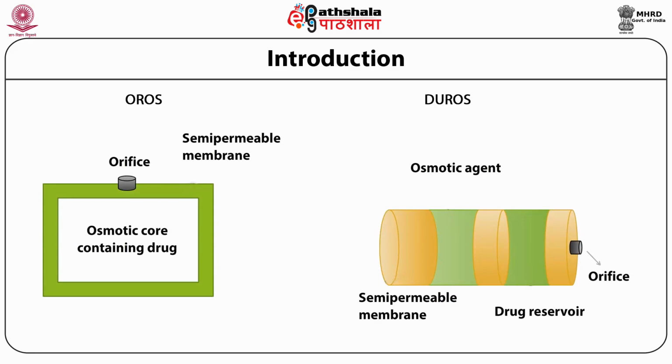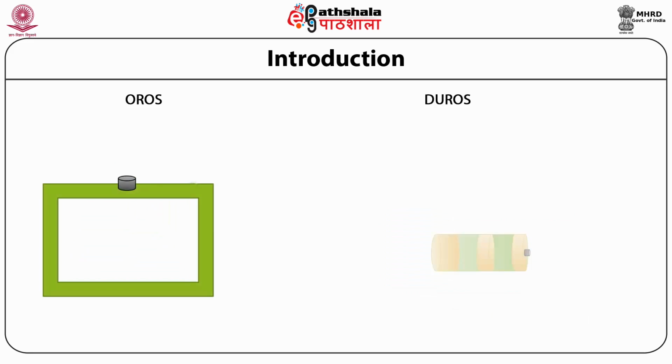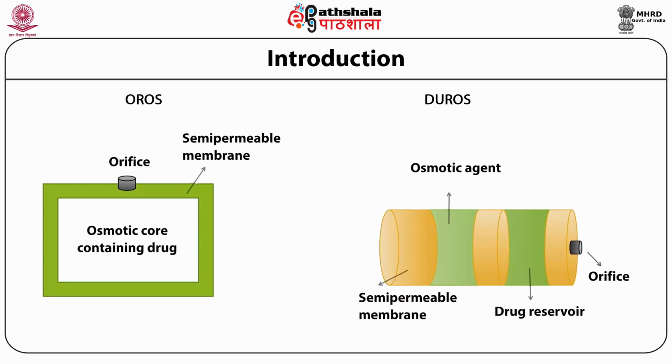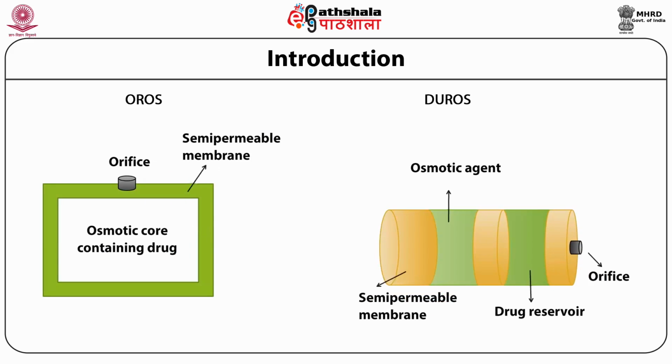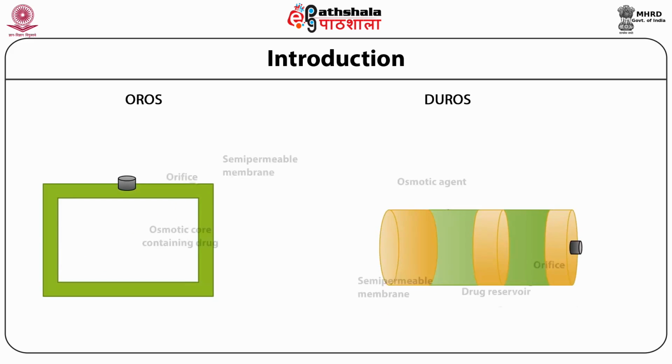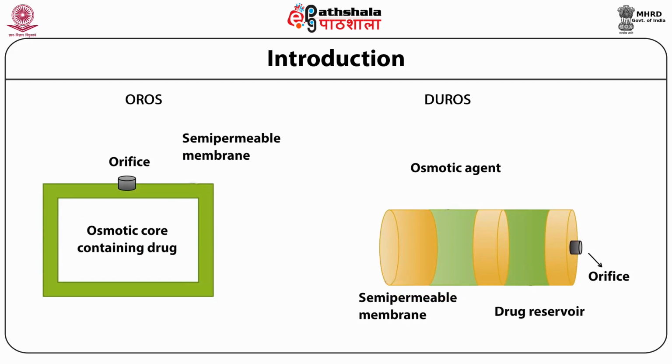Now coming to the Dorso. In the Dorso, it is a cylindrical shape, and in that cylindrical shape there are alternate layers. The drug reservoir and the osmotic active material are not together; they are separated by a layer. So you can see we have the drug reservoir layer, then a semi-permeable membrane, then the osmotic active agents layer, and then again a semi-permeable membrane. So you see now the difference in their structure.